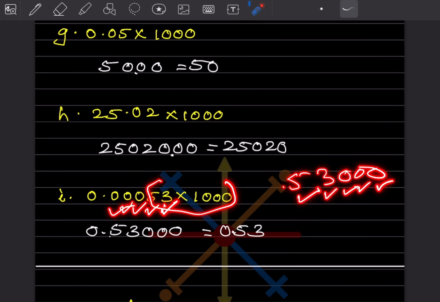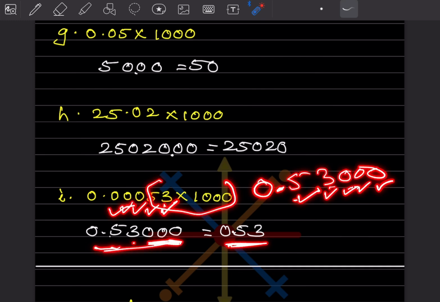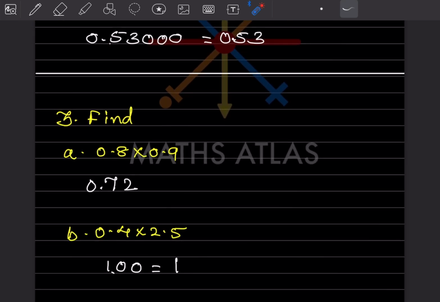So the point is after 5 will be a decimal, so that will be 0.53000. So 0.53000 means that the zeros after are not counted, so we can also write this one as 0.53. Here 8 nines are 72, so you will write 72.